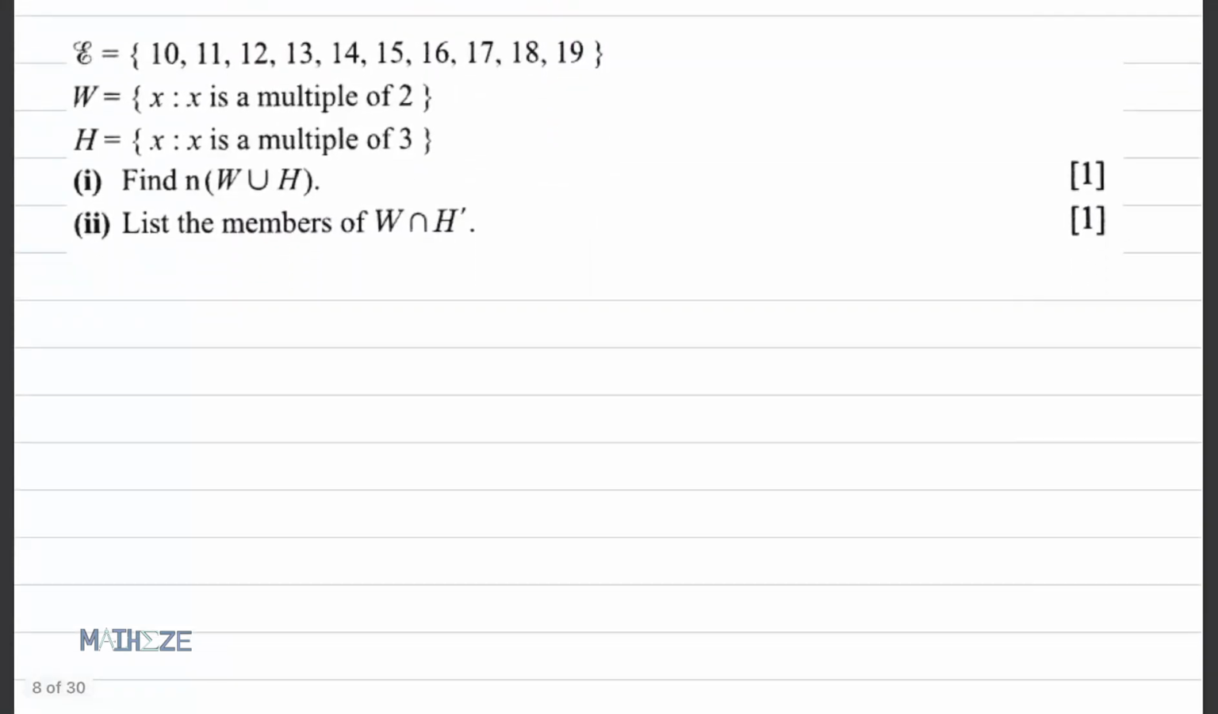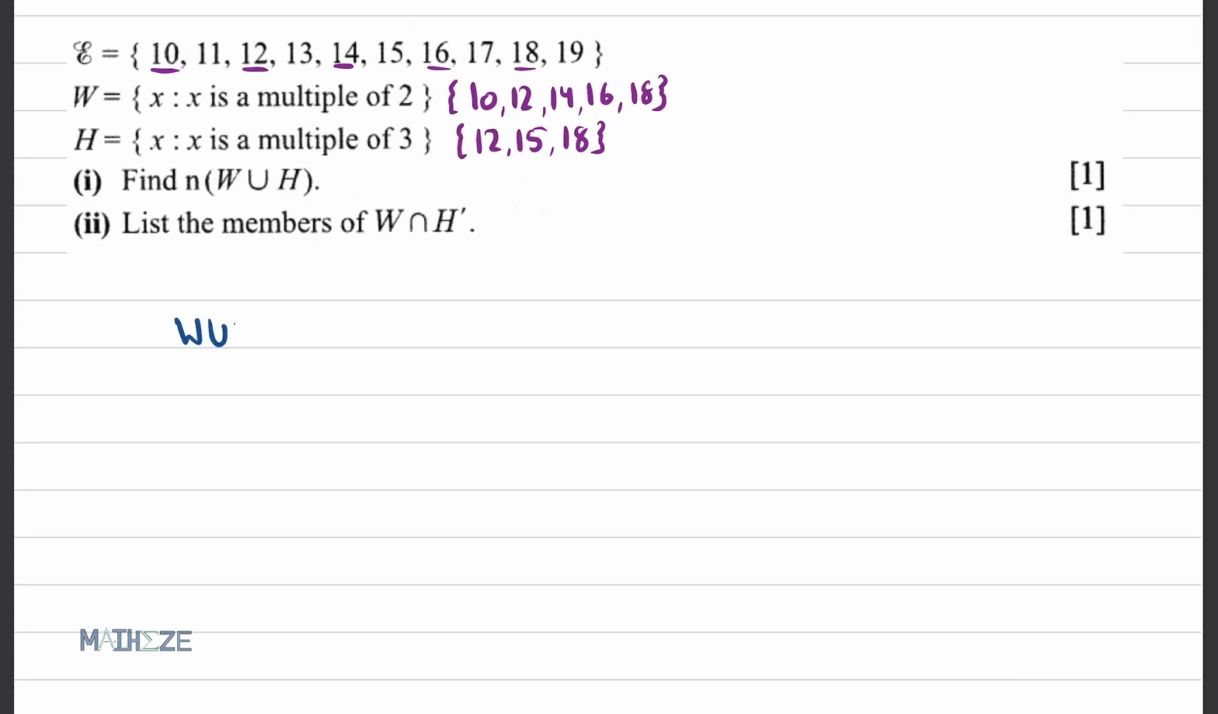It says set W is a multiple of 2. So what are multiples of 2 present in the universal set? It's 10, 12, 14, 16, and 18. Got this, guys? Then set H is a multiple of 3. So what are multiples of 3? It's going to be 12, 15, and 18. Got this, guys? It says find n of W union H.